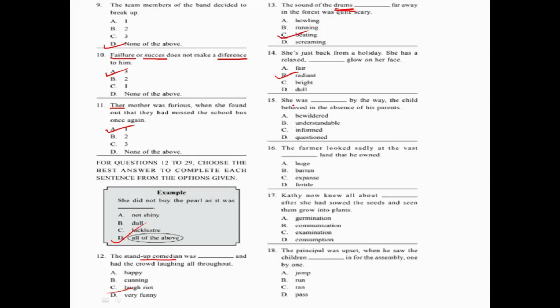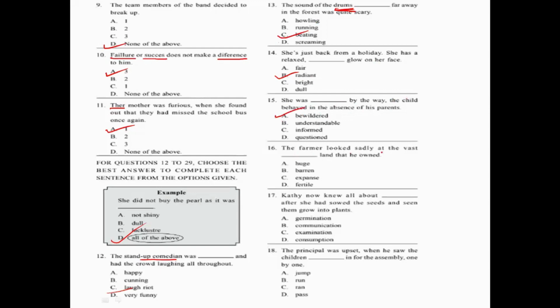Okay, next, she was dash by the way the child behaved in the absence of his parents. Okay, bewildered, understandable, informed, or questioned. So it should be confused, bewildered. Okay, bewildered means confused, not knowing what to do. Okay, so she was bewildered by the way the child behaved in the absence of his parents. So option A is the correct answer.